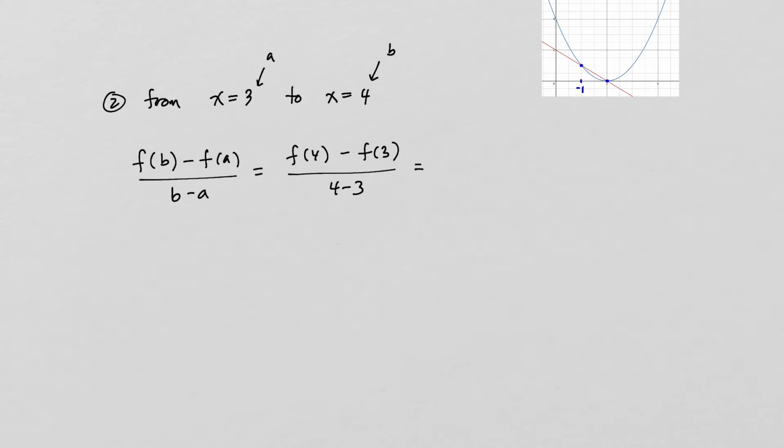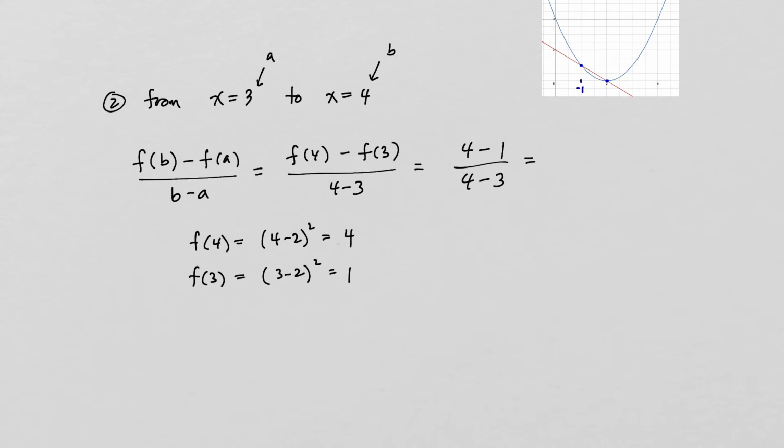And now we just need to compute those function values. F of 4 is going to be 4 minus 2 quantity squared, which is 4. And f of 3 is 3 minus 2 quantity squared, which is 1. And so this average rate of change is going to be 4 minus 1 divided by 4 minus 3, which is 3 divided by 1, which is equal to 3.